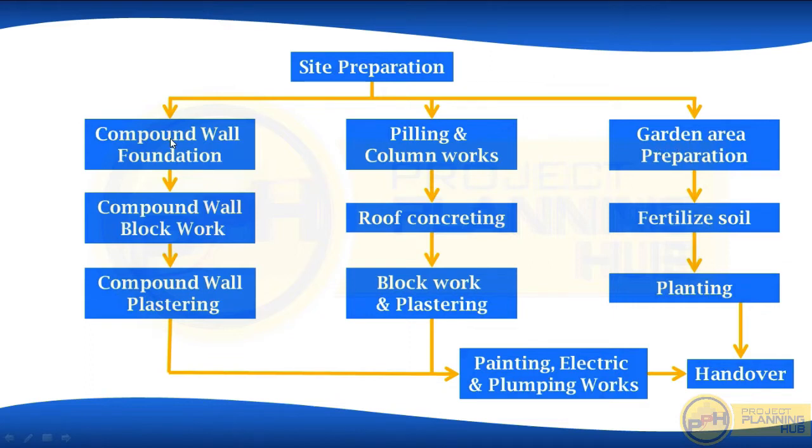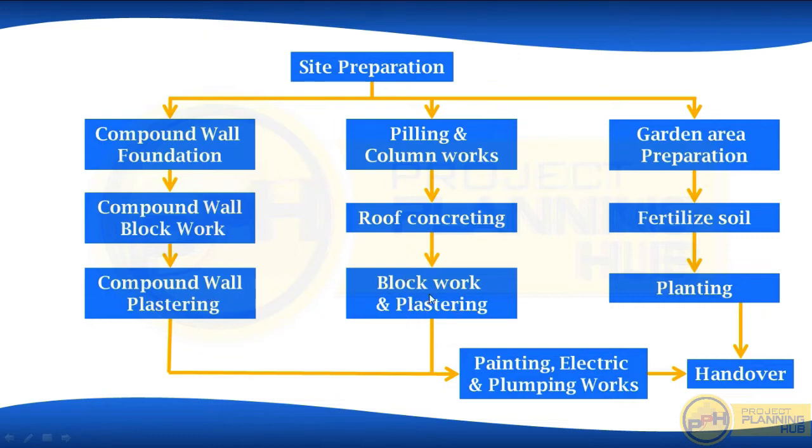Now, after compound wall foundation, compound wall block works will start. Okay, now after that block work, we will plaster the compound wall. Now after piling and column works, roof concreting will start. After roof concreting, we will start block works. Then we will plaster those block works. So block works and plastering works.